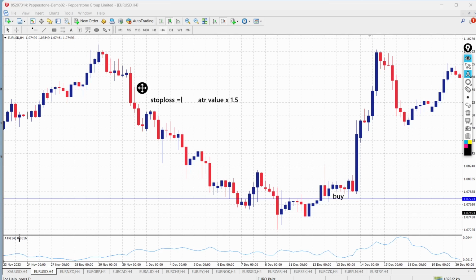Right here, the ATR value currently is 0016 at the time I'm recording this video. So what we are going to do is multiply that. When you multiply 16 times 1.5, you get 24. So it means that from your buy entry level to where your stop loss is going to be, it is supposed to be 24 pips. So we shall come at 0772 minus 24.